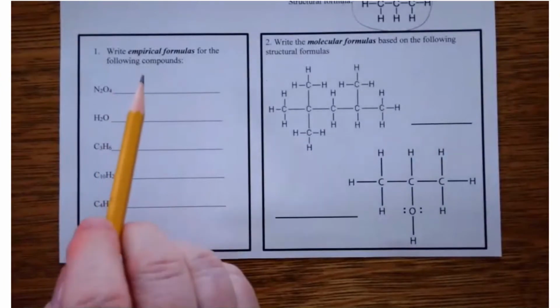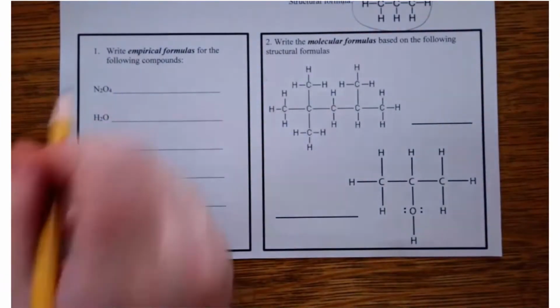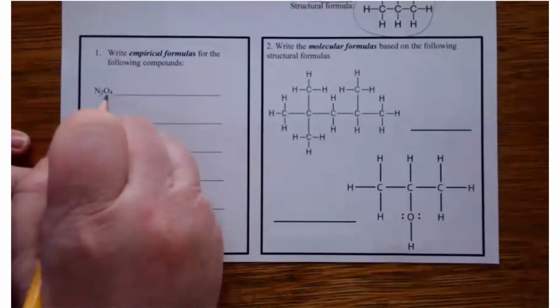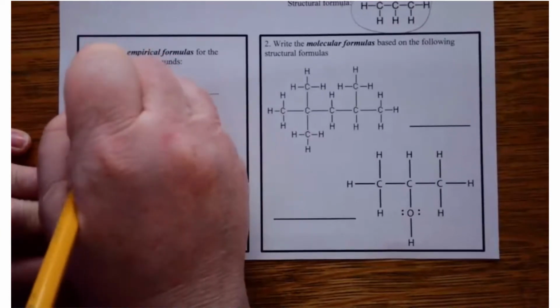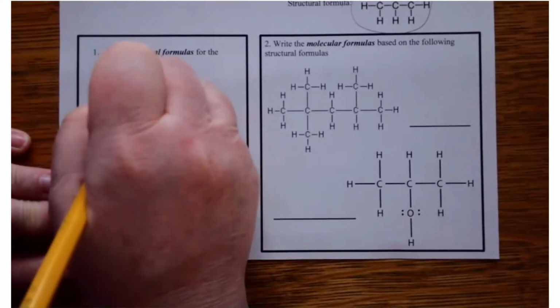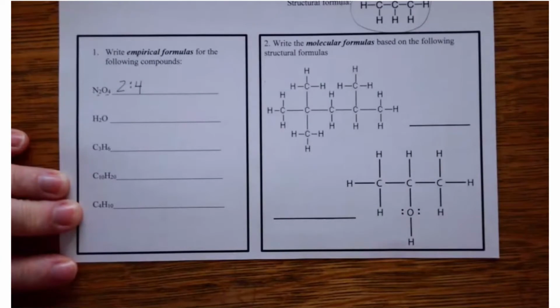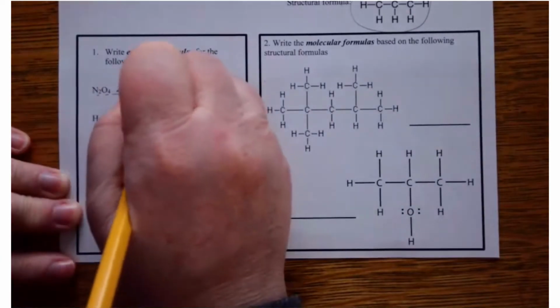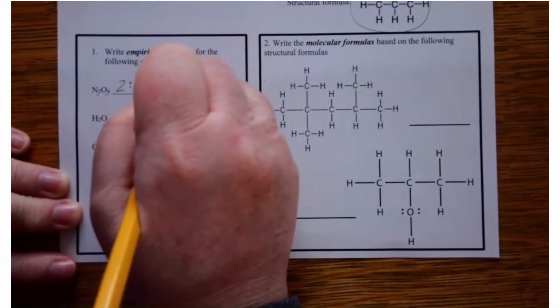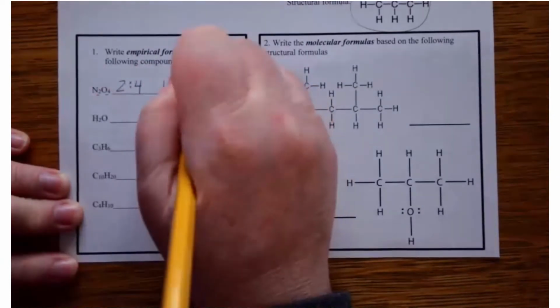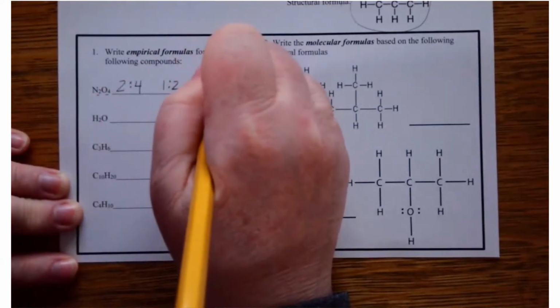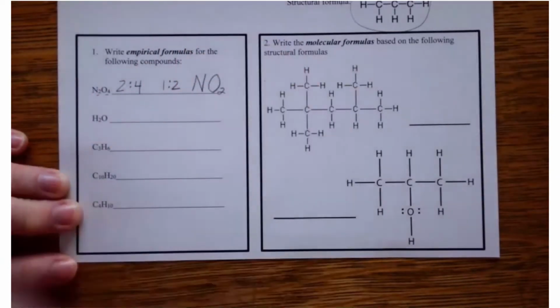All right, so let's practice. What is the empirical formula for these compounds? So look at my subscripts 2 and 4. So if the ratio of my atoms is 2 to 4, can I reduce that ratio? Yes, I can, to 1 to 2. So my empirical formula would be N, I don't write the 1, O2.